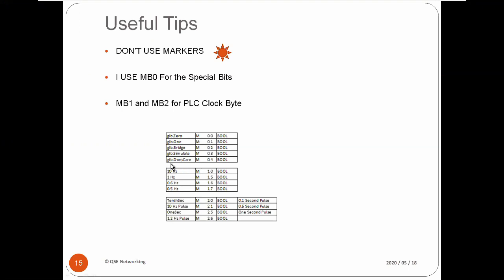And don't care is another bit we use. Sometimes you have a function block that has a Boolean output and you don't want to use it. You just put the don't care on there, because if you don't assign something, you can't load it. There are our clock pulses again, as I showed you. So I use marker byte 0 for those special flags. I still call them flags, they're markers.